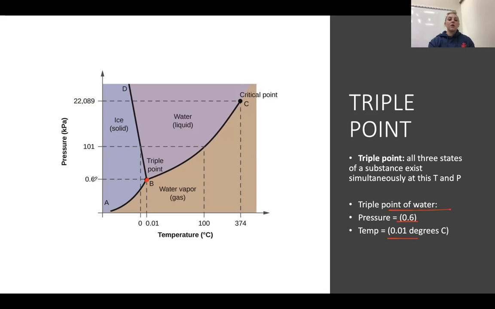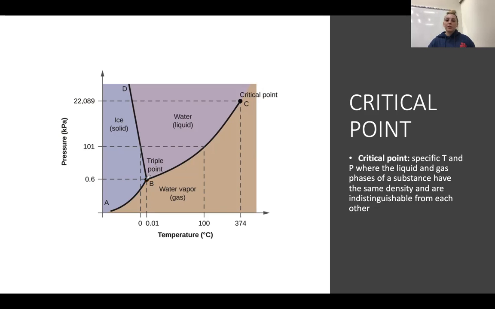So you can see right here, your pressure of 0.6 comes right here, and it meets up with the temperature of 0.01. And that's your triple point. And again, that's where all three states of your substance can exist simultaneously.